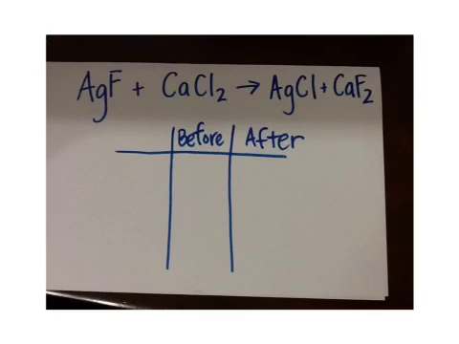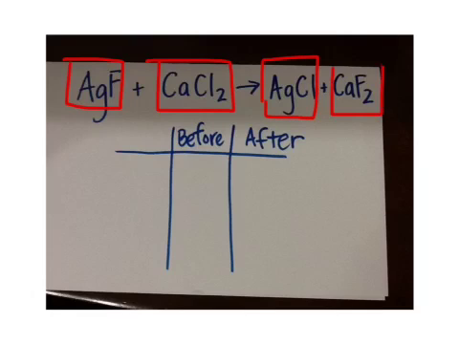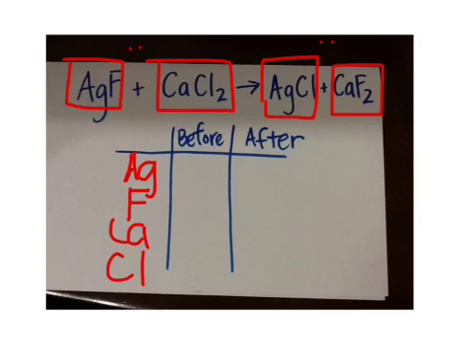Let's try another one. Remember, the first thing you do is put a box around the formulas. You can see in this one we have 4 formulas in this reaction: 2 on the left, 2 on the right, 2 in the reactants and 2 in the products. Let's take our inventory. We've got Ag, F, Ca, and Cl.